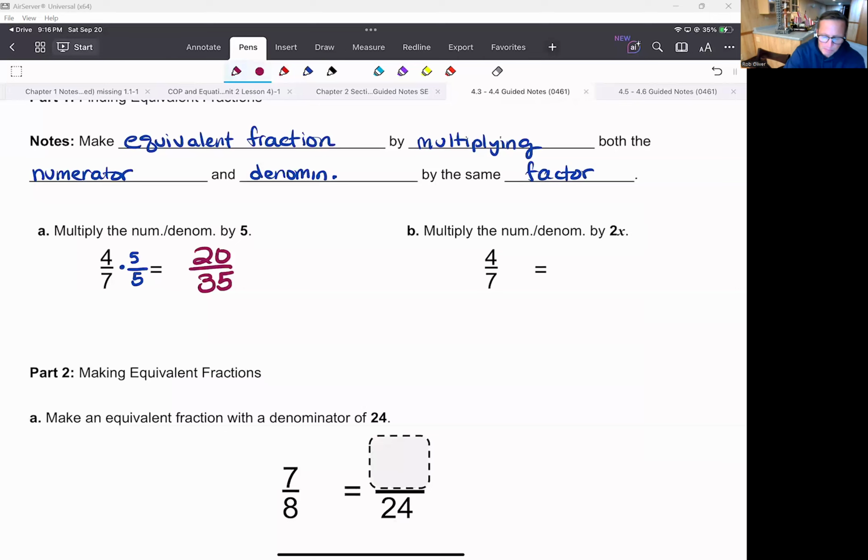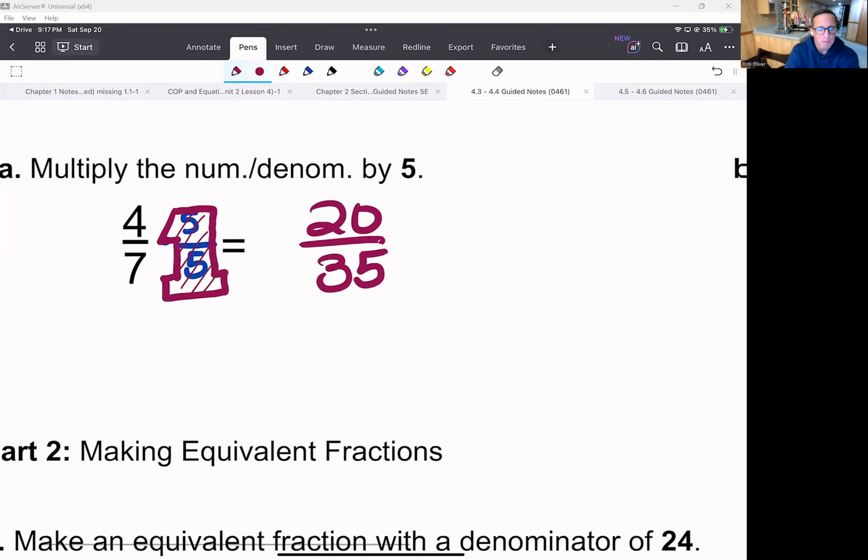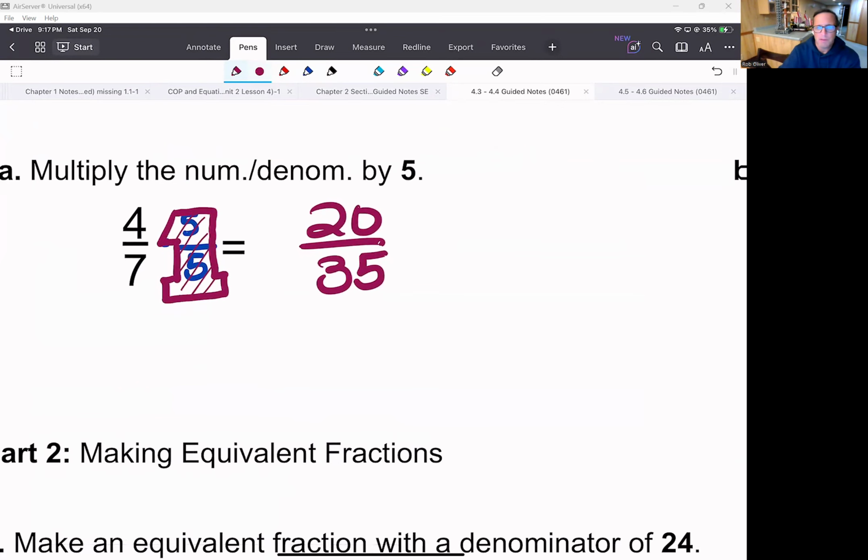So everything got multiplied by 5. Now, just so you know, 5 over 5 is just a fancy way of writing 1, right? That's what we just did there. So you're multiplying by 1. And if you multiply something by 1, what do you get? You get the same thing, right? Nothing really changed if you multiply a number by 1.